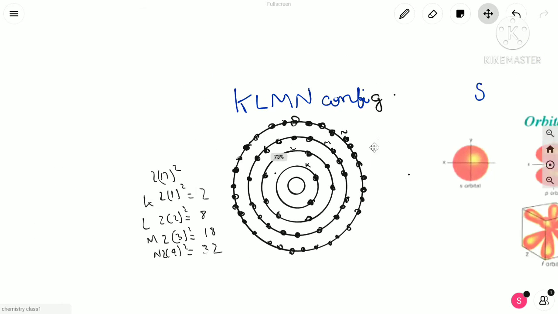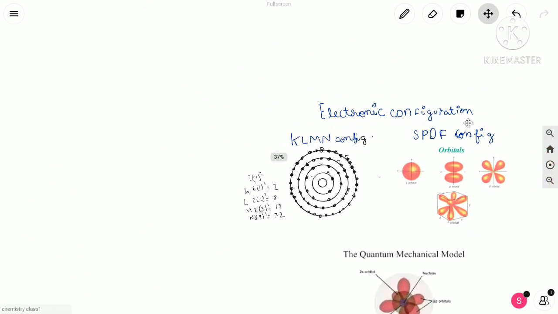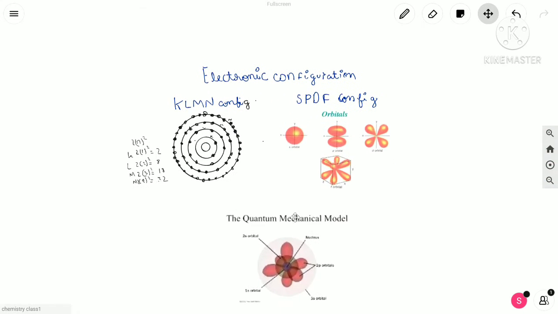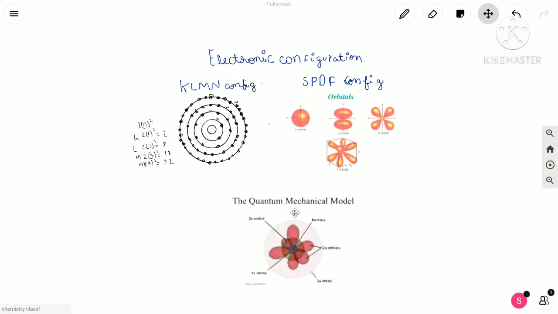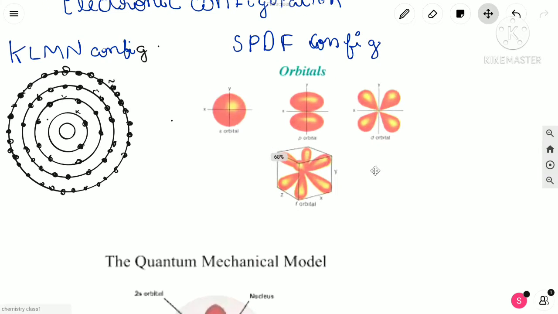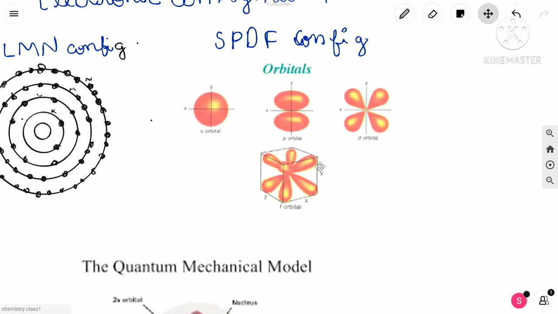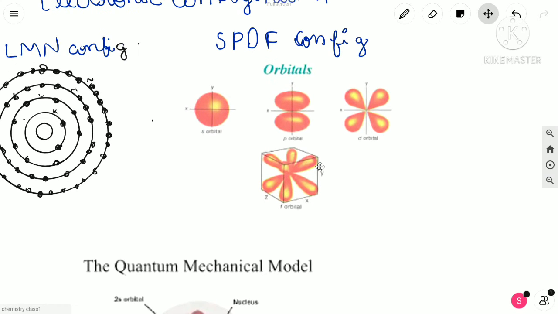This was the standard model, but as time passed and we got the modern quantum mechanics model, we discovered that there was more to this electronic configuration than just KLM. So we got this SPDF configuration. SPDF is not exactly saying where the electron is, but just says where it could be more than 90% of the probable times.